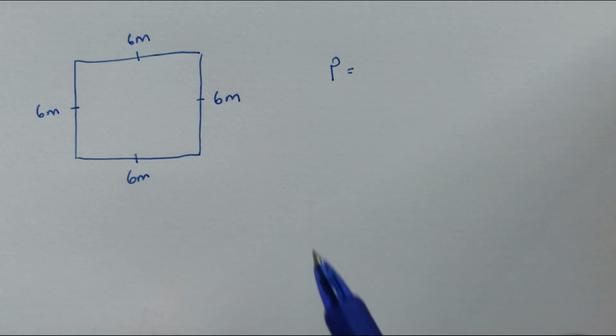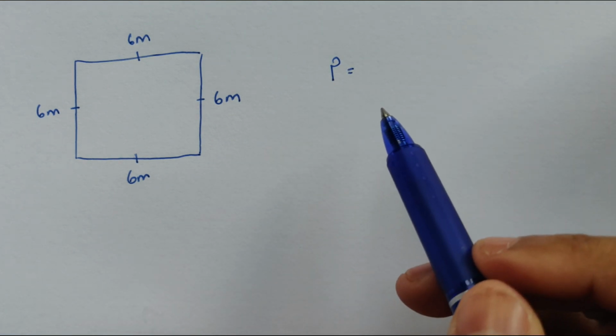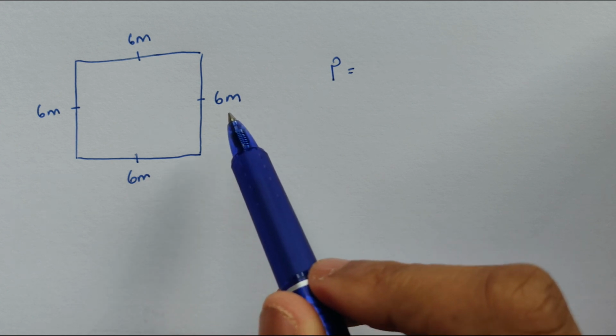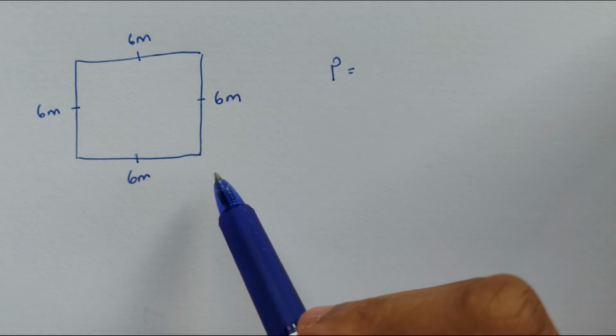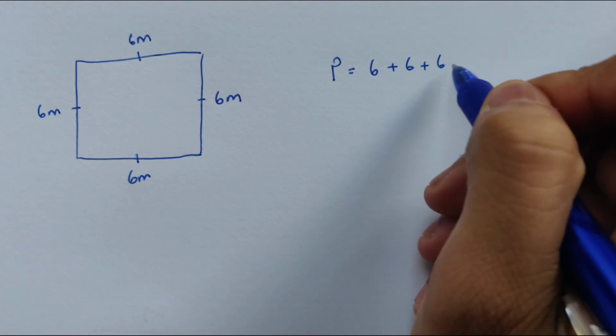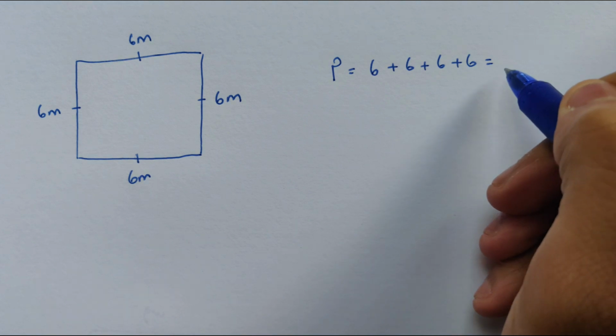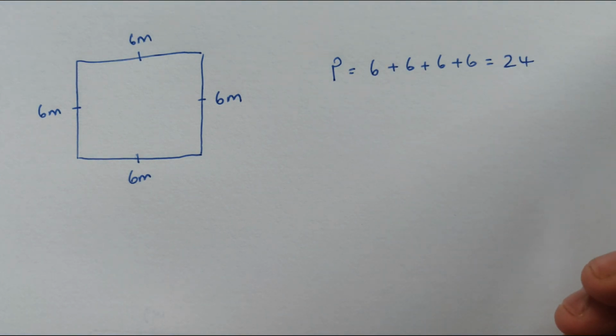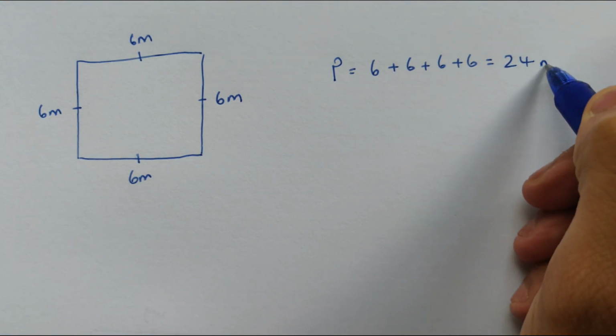Now let's calculate our perimeter. We call that P. So to calculate the perimeter of a square, we add the length of all of its sides together. So it'll be 6 plus 6 plus 6 plus 6, which equals 24. And remember the unit of meters.